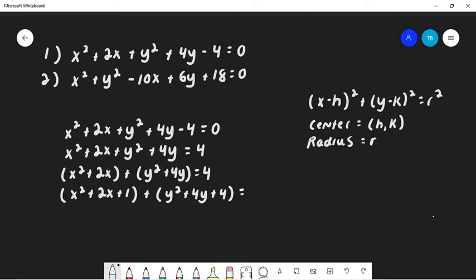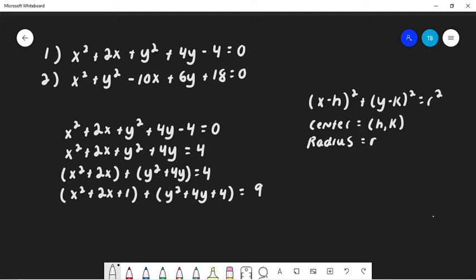Okay, now this is important. Remember that if we are adding something to one side of the equation, we also have to do the same thing to the other side of the equation. So we've added a 1 and a 4 to the left-hand side of the equation, a total of 5. So we also have to add it to the right-hand side. We already have 4 on the right-hand side, so if we add 5 to that, we get 9. So don't forget that step. That's very important, and people do miss that sometimes.